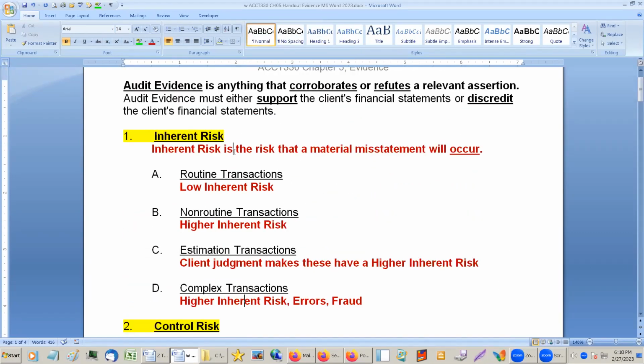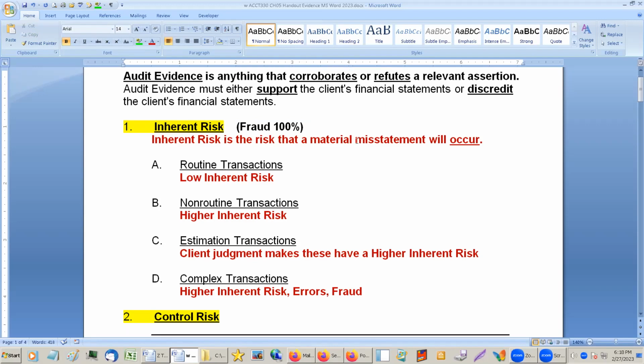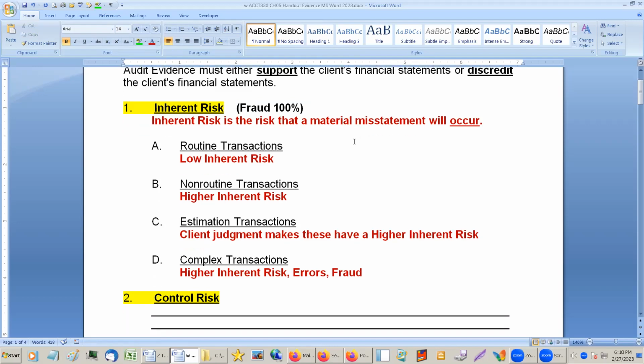Okay, so inherent risk is the risk that a material misstatement will occur. When fraud is involved, this is 100%. In other words, it's 100% sure that a material misstatement will occur. Which is one of the reasons why it's hard to do these. When someone is actually committing a fraud, it can be difficult.